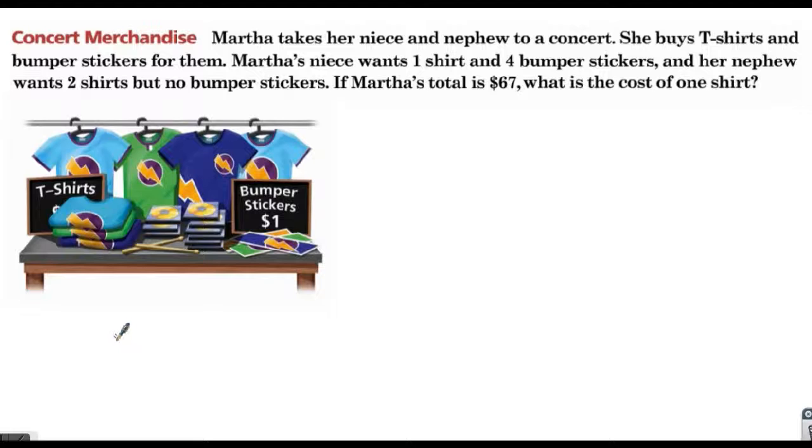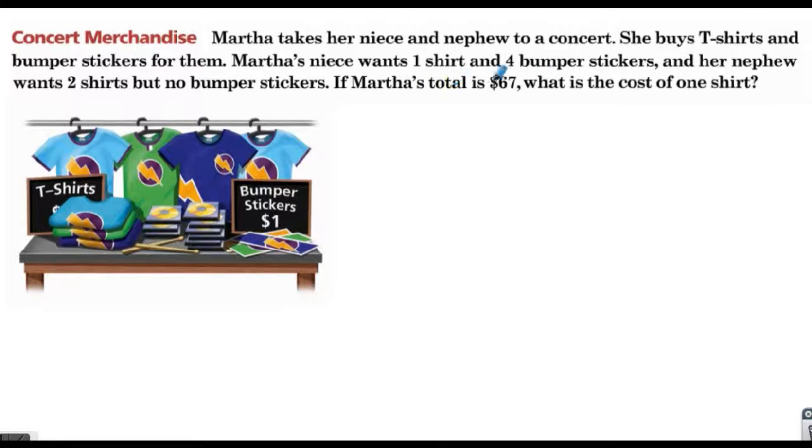Okay, here's how I approach solving word problems, and maybe this helps you a little bit. Whenever I'm looking at a problem, I want to ignore much of the information. So as I'm reading this, I want to just focus on what it is that they're asking me for. So let's go ahead and read this. Martha takes her niece and nephew to a concert. She buys t-shirts and bumper stickers for them. Martha's niece wants 1 shirt and 4 bumper stickers, and her nephew wants 2 shirts but no bumper stickers. If Martha's total is $67, what is the cost of 1 shirt?